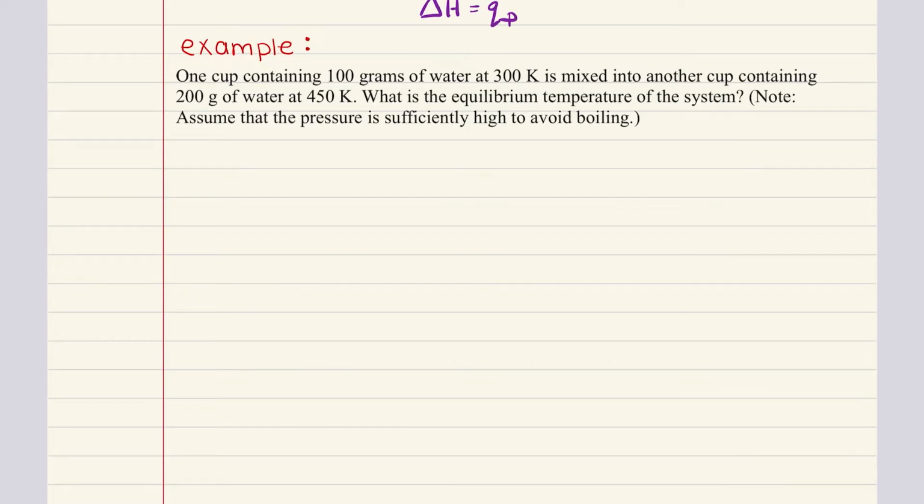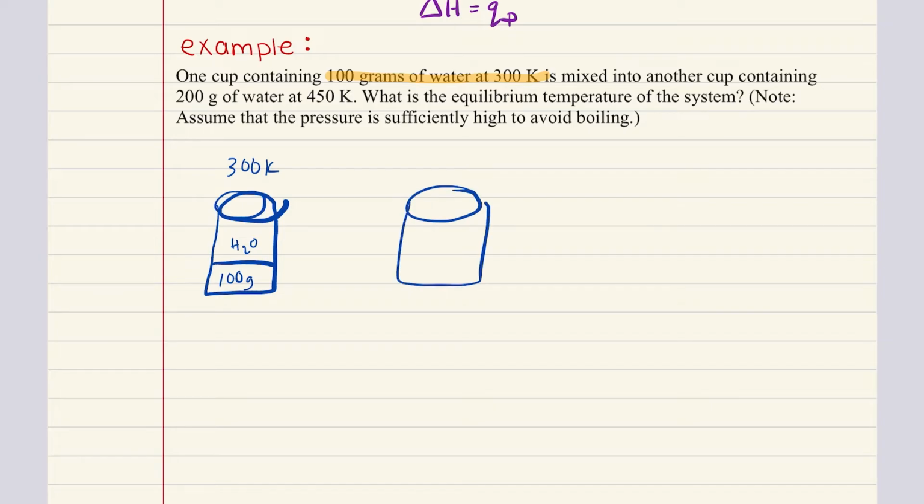This problem asks: one cup containing 100 grams of water at 300 Kelvin is mixed into another cup containing 200 grams of water at 450 Kelvin. What is the equilibrium temperature of the system? Assume that the pressure is sufficiently high that it avoids boiling. So we have this one container with 100 grams of water, and this is going to be at 300 Kelvin. And we have this other container that has 200 grams of water, and it is at 450 Kelvin. And we're going to go ahead and mix these two liquids together.